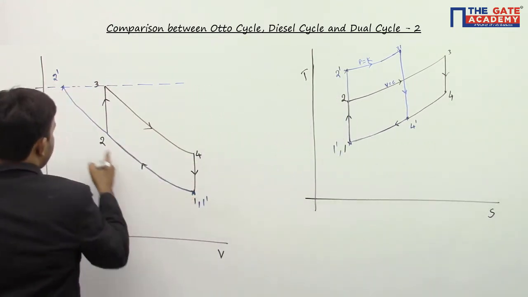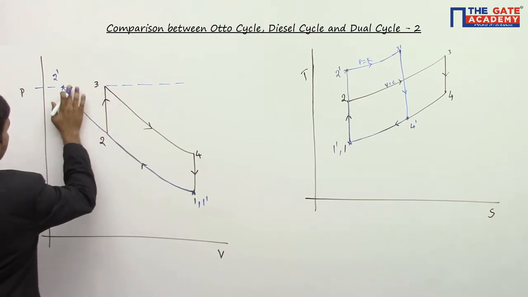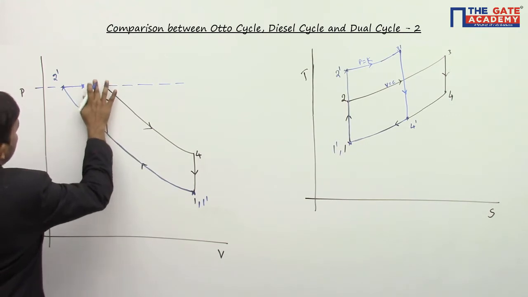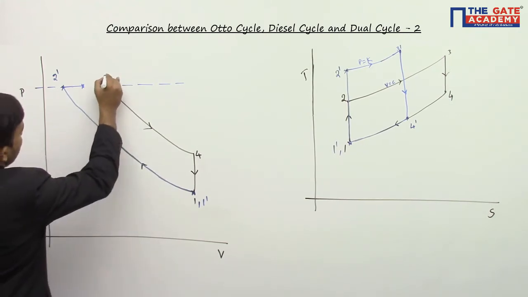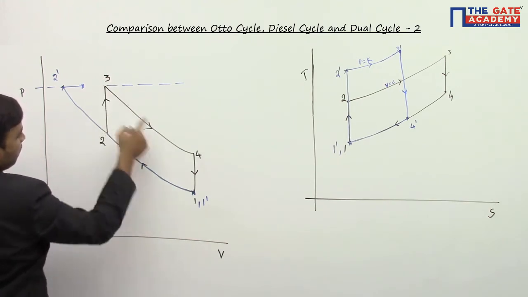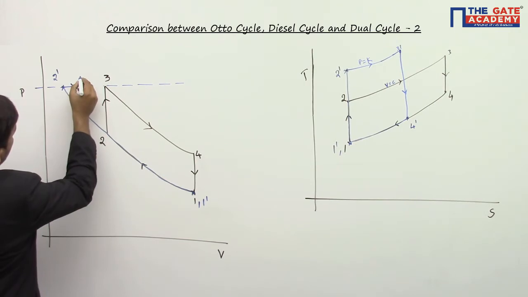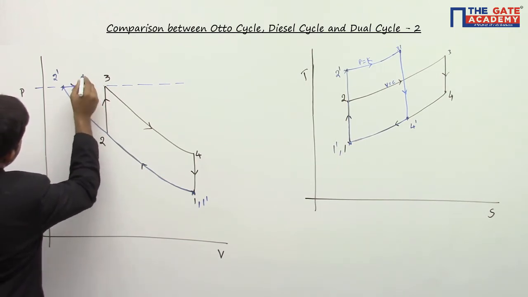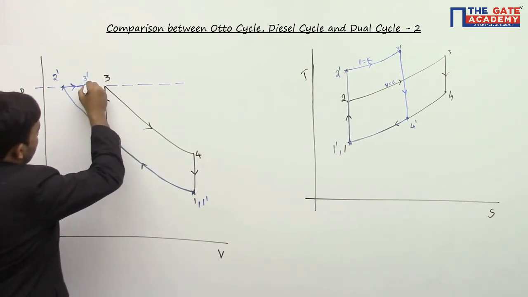So this is compression process. Then I go for constant pressure heat addition process. So this is 3. This point is 3. 1, 2, 3, 4. And this is constant pressure heat addition process. This I am calling 3 dash. And then I go for expansion process.